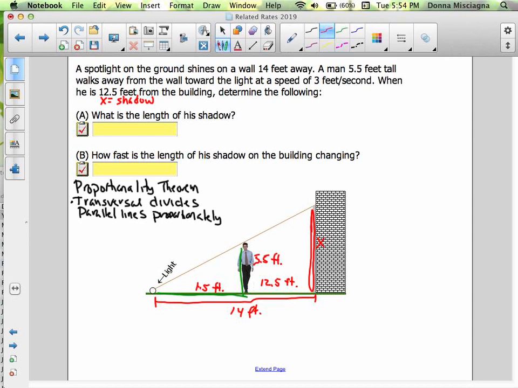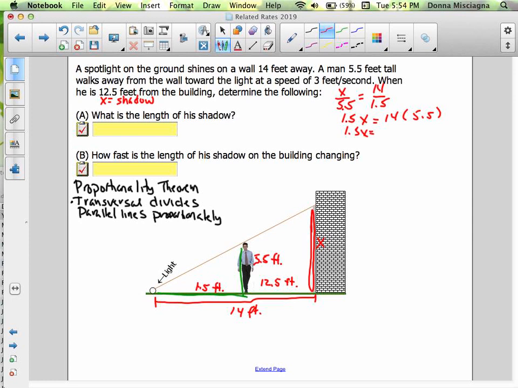So we're looking for x. So x is to 5.5, as we're comparing similar distances, height is to height, as 14 is to 1.5. It could reduce, but not really, that's not really worth it. So let's just cross multiply. 1.5x equals 14 times 5.5.